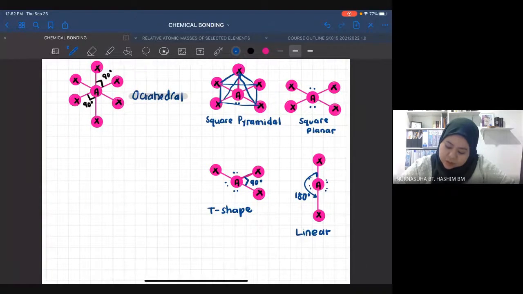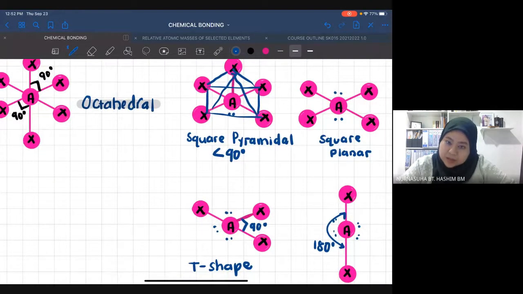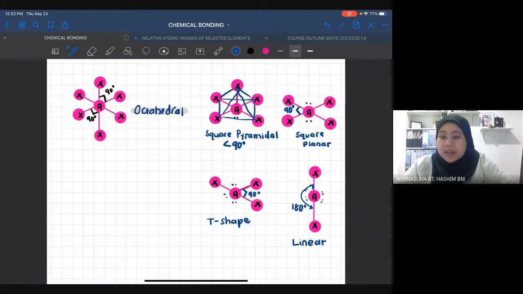Okay, so square pyramidal tadi less than 90. Square planar sebab lone pair satu atas satu bawah, so cancelling dia nanti sama. So this one 90 degree. Okay, next week kita akan tengok kenapa angle dia tu less, kenapa ada yang less, kenapa yang tak ada yang less.